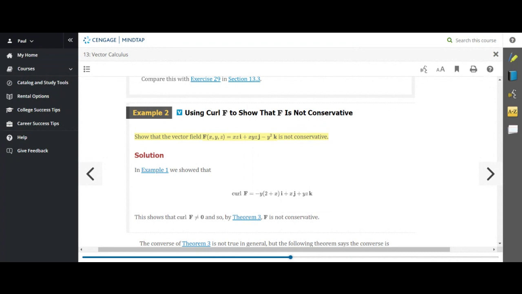Determining whether a vector field is conservative or not is extremely important, because we want to be able to apply the fundamental theorem of line integrals when we can. And conservative vector fields have very wonderful properties too. Are there any questions on this? Any questions at all?